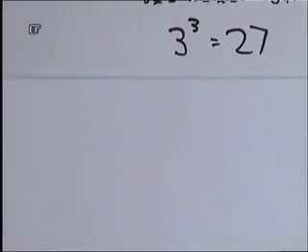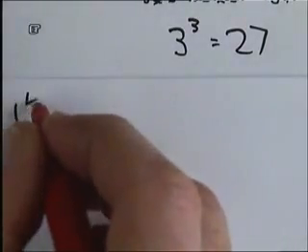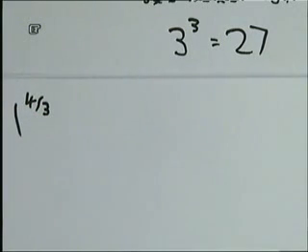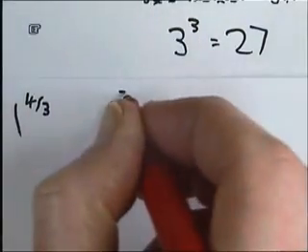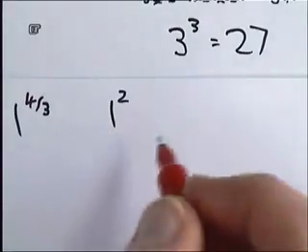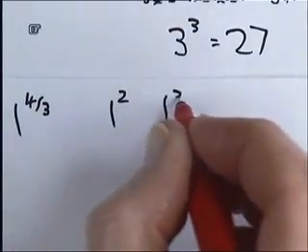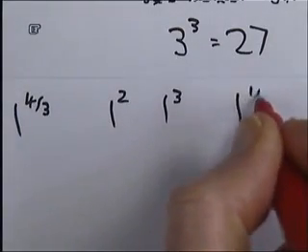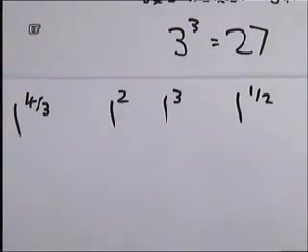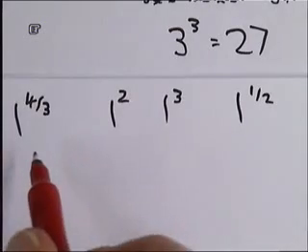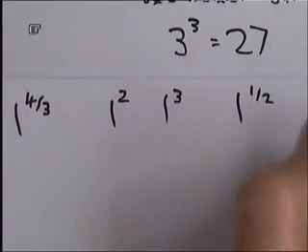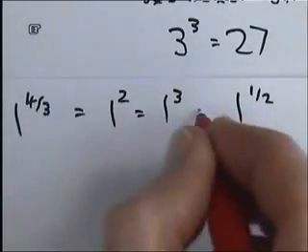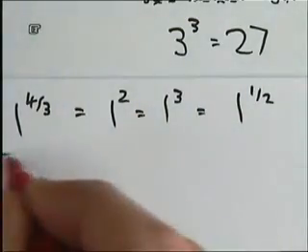Let's have a look at two more examples at this at the moment. 1 to the power of 4/3. 1 to the power of anything is always 1. 1 to the power of 2 means 1 times 1, which is 1. 1 to the power of 3 means 1 times 1 times 1, it's still 1. 1 to the power of anything is always 1. Just worth remembering. So it's like a trick question, really. 1 to the power of anything, it's just 1.